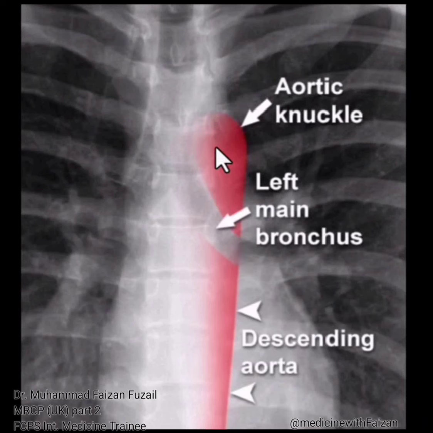The aortic knuckle represents the left lateral edge of the aorta as it arches backwards over the left main bronchus. The contour of the descending thoracic aorta can be seen in continuation from the aortic knuckle. Displacement or loss of definition of these contours can indicate diseases such as aortic aneurysm or adjacent lung consolidation.